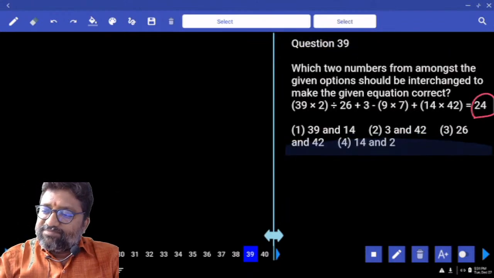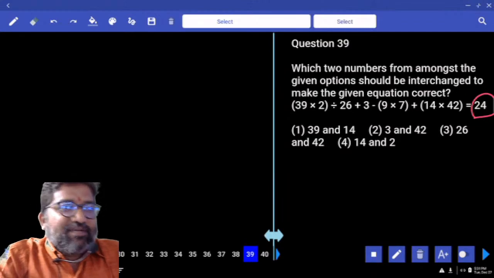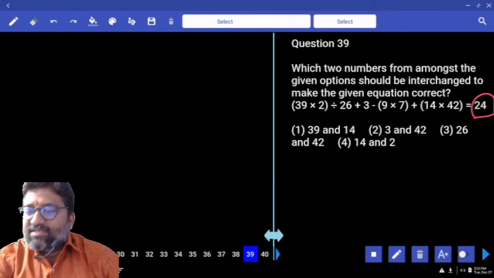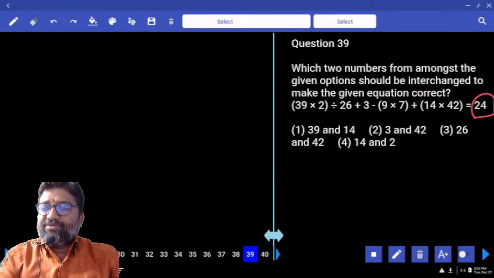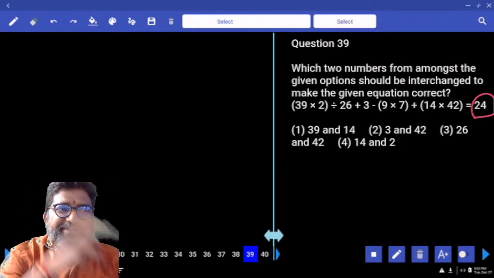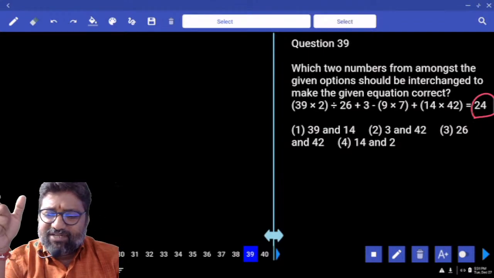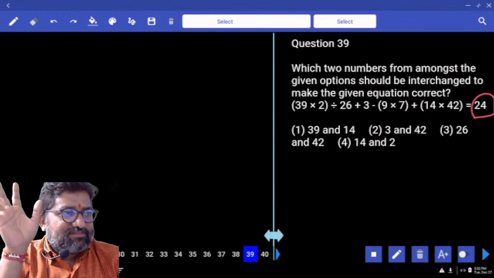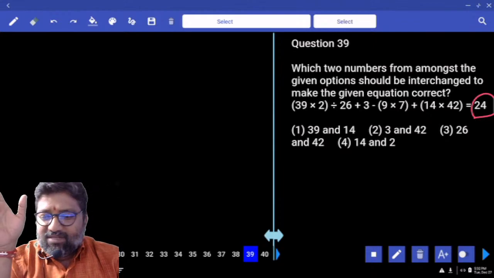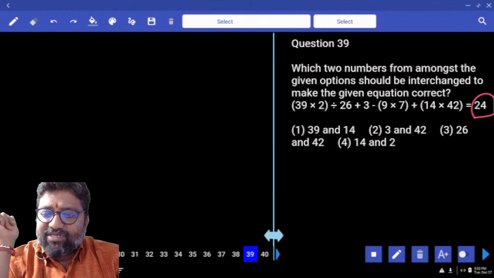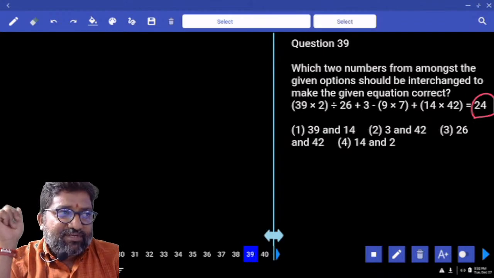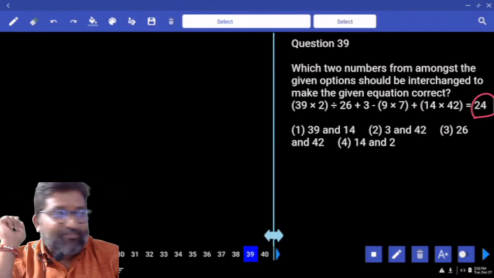And I need a value. ఎంత ఉండాలి? ఫైనల్ ఆన్సర్ ఏమవ్వాలి? 24 అవ్వాలి. 24 అనే నెంబర్ నువ్వు కనుక ఆలోచిస్తే చిన్న నెంబరా చాలా పెద్ద నెంబరా? చిన్న నెంబర్. చిన్న నెంబర్, అవునా కాదా? ఇప్పుడు ఫస్ట్ ఆప్షన్‌లో వాడు ఏమంటాడు, 39, 14 ఇంటర్చేంజ్ చేయమంటాడు. 39 and 14 ఇంటర్చేంజ్ చేయమంటాడు, అంతేనా?